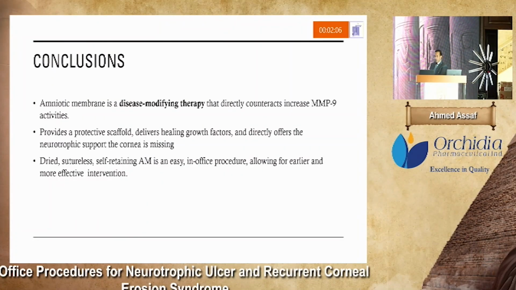So in conclusion, amniotic membrane is a disease-modifying therapy that can be applied in office. It counteracts MMP9 and provides growth factors together for the epithelium as well as for the nerves. And the availability of dried amniotic membrane that can be stored at room temperature makes amniotic membrane application in office for some of the resistant corneal ulcers, like recurrent corneal erosion syndrome or neurotrophic keratitis, much more intuitive and easy than before.